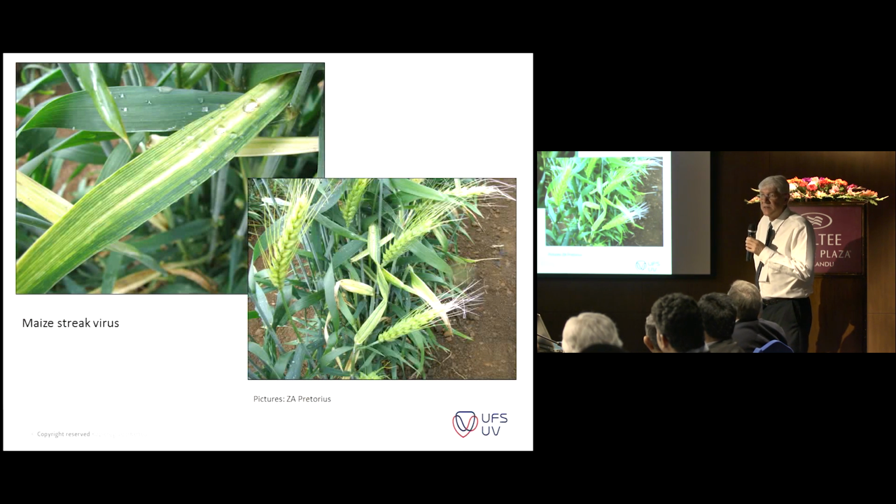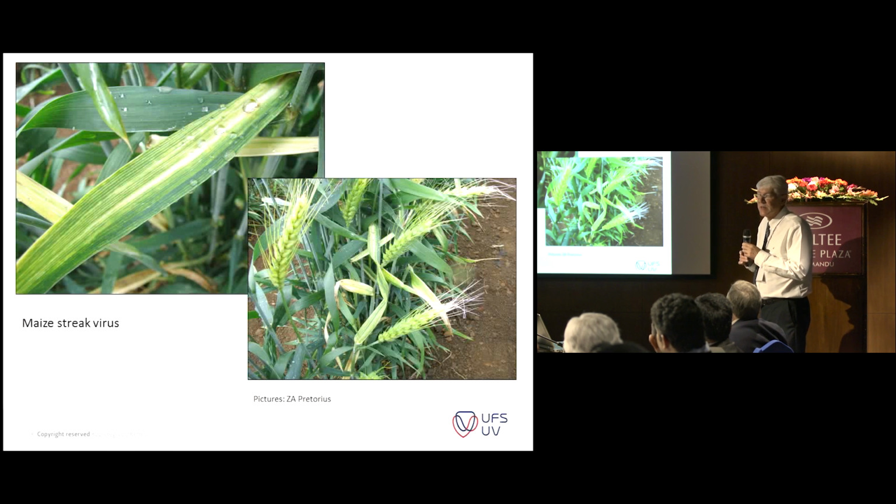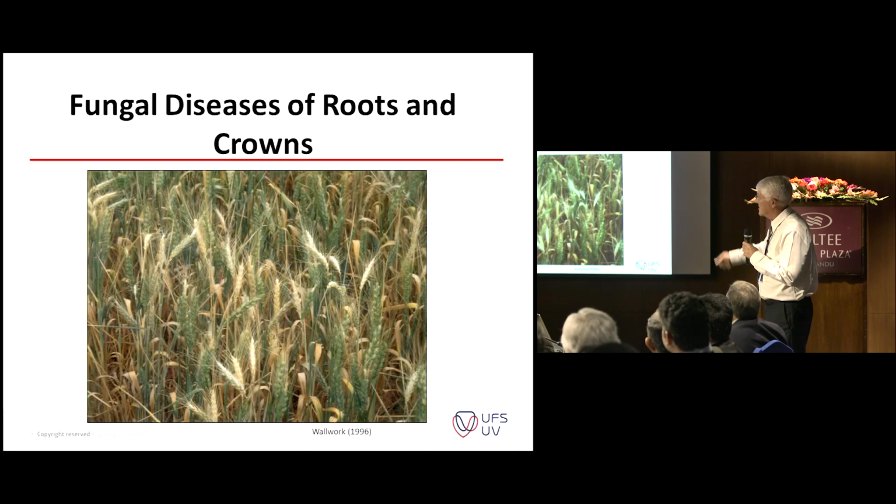These pictures were taken in South Africa last year in my rust nursery. This is maize streak virus, which in our country infects maize or corn, and then of course sugarcane. And my nursery is very close to the sugarcane production area, so I think this may have been transmitted from sugarcane to the wheat. Very typical and quite easy to identify.